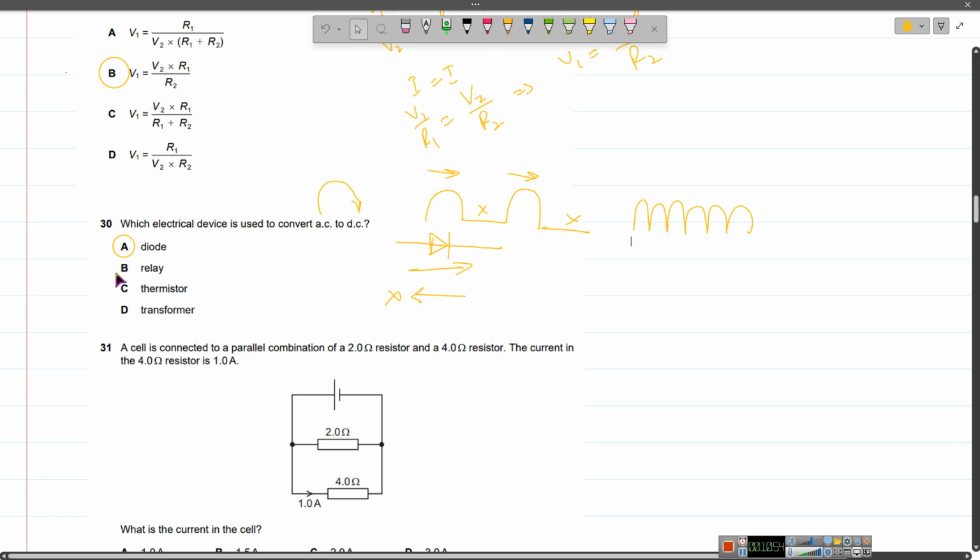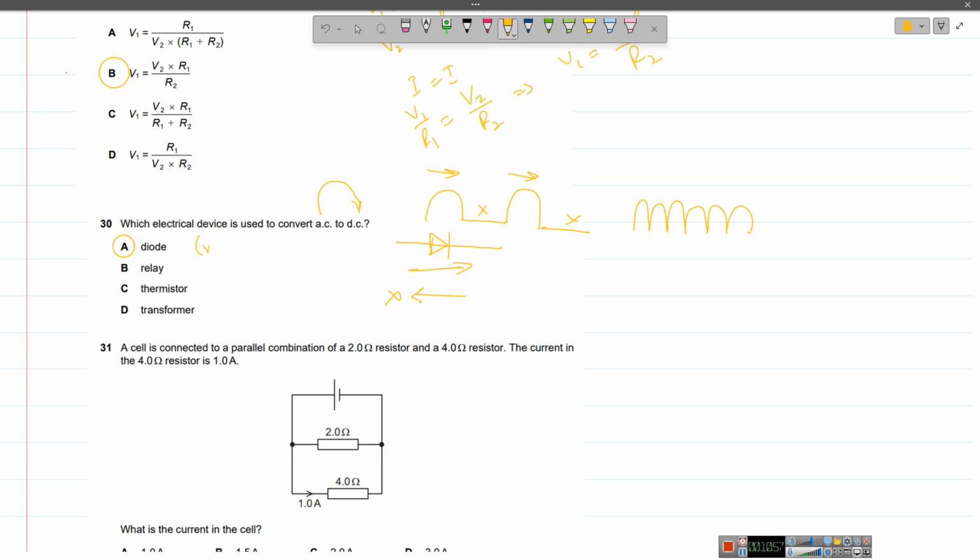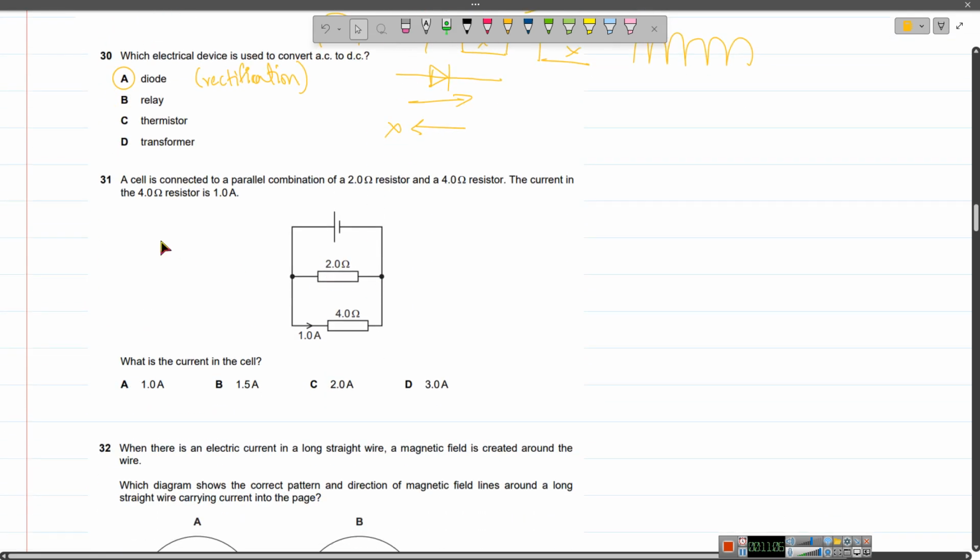Okay, so this is what we call rectification, right? The word is rectification. Although that is not in the course, somehow they did put this one question over here, which is not supposed to be here, right? A mistake by Cambridge actually, right?